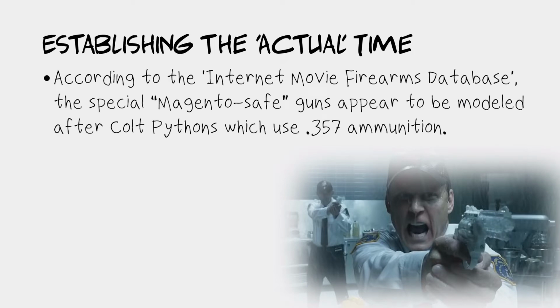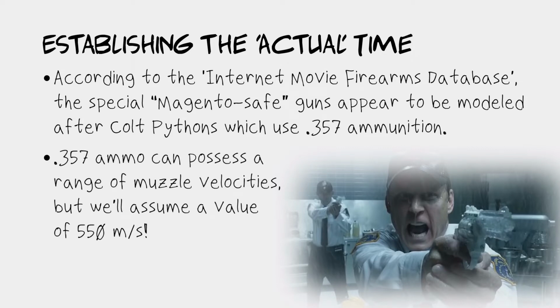And you may have heard of the Internet Movie Database. Well, there's also an Internet Movie Firearms Database, and what they do is they look at the firearms used in movies and try to see what kind of stuff's getting put into the different scenes. So they actually have an entry for X-Men Days of Future Past, and the metal-free guns, the plastic guns or whatever they're made of, appear to be modeled after Colt Pythons. And Colt Pythons use .357 ammunition, and more internet research leads to the fact that .357 ammunition, let's just make a safe assumption that its muzzle velocity is 550 meters per second as the bullet's fired.